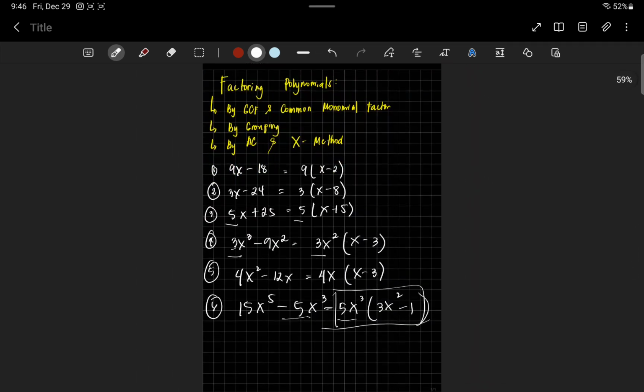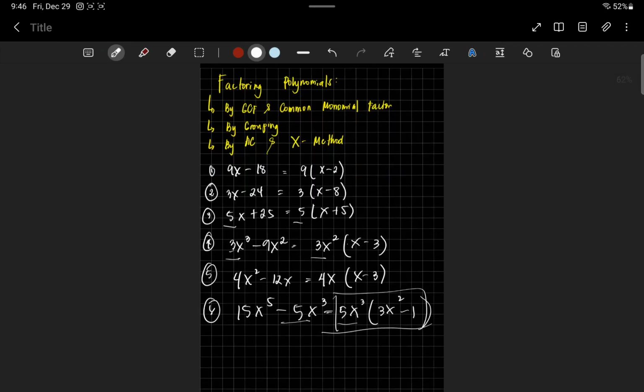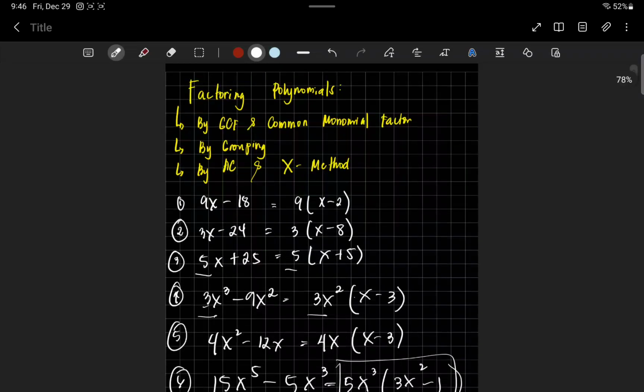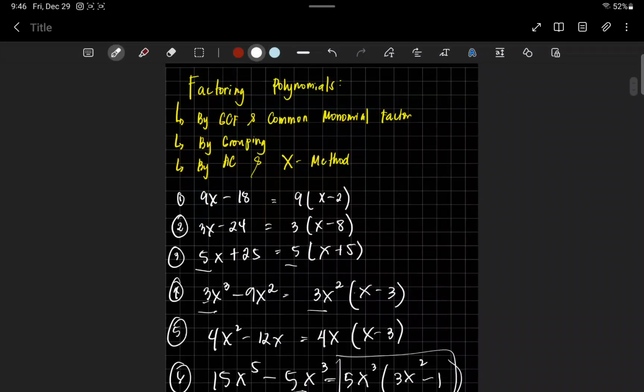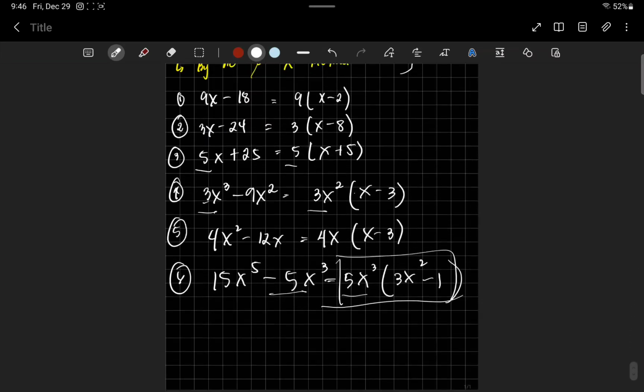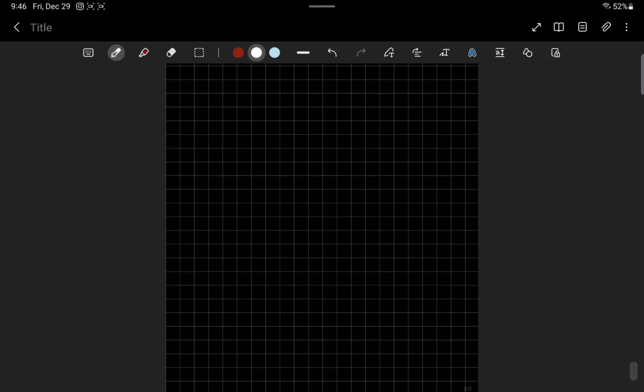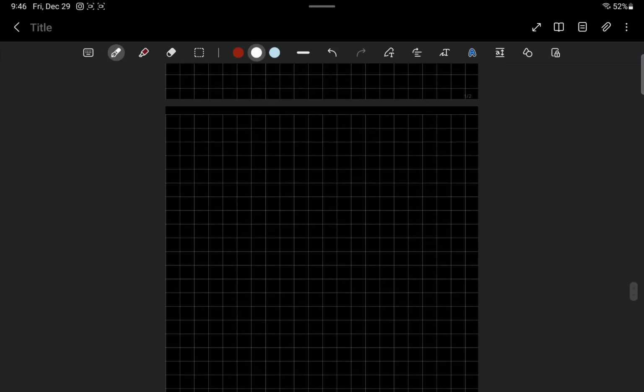So that is how we use the greatest common factor and the common monomial factor. Alright, so next video na lang itong dalawa. With that, I hope you understand how we get the factored form applying the greatest common factor and common monomial factor. And to test if you really understood about using this method, you may try this one.